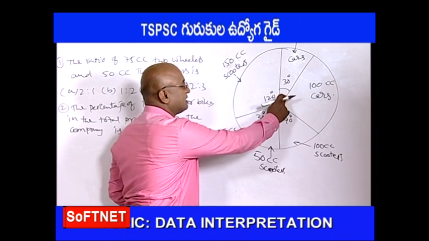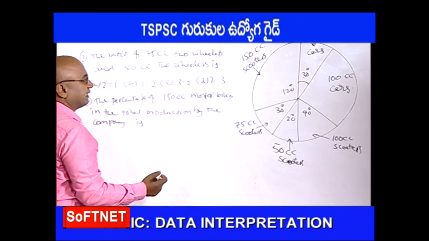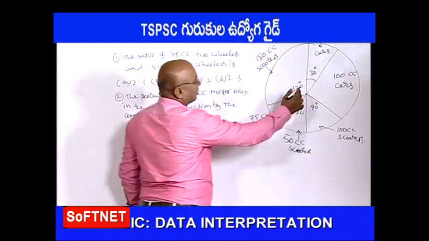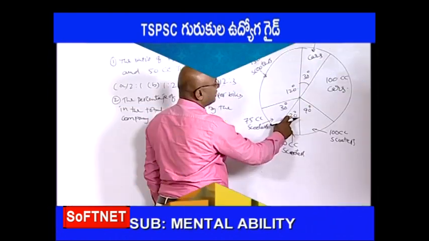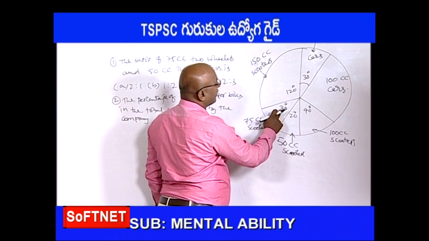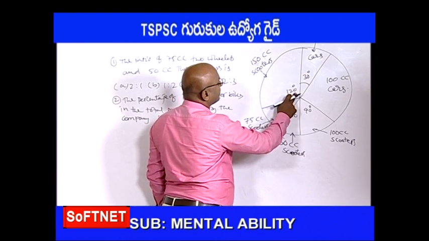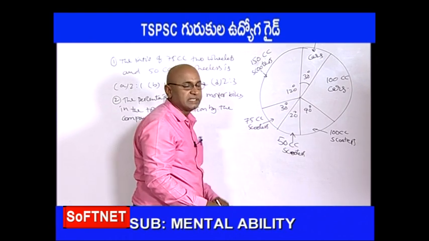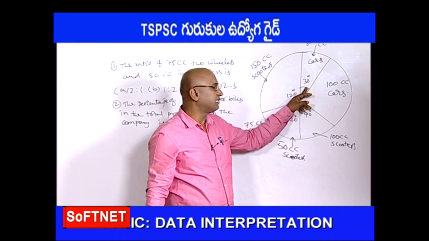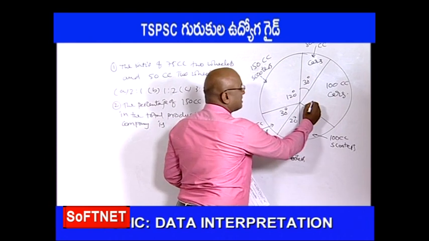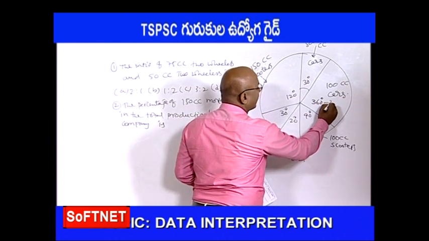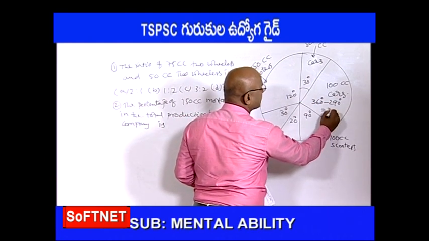So what is that 100cc cars? First of all, we will find that. So total angle is 360 degrees. This is 90 plus 20, 110, 110 plus 30, 140, 140 degrees plus 120 degrees. That is equal to 260 degrees. 260 plus 30, that is equal to 290 degrees. So 100cc cars is 360 degrees minus 290, that is equal to 70 degrees.